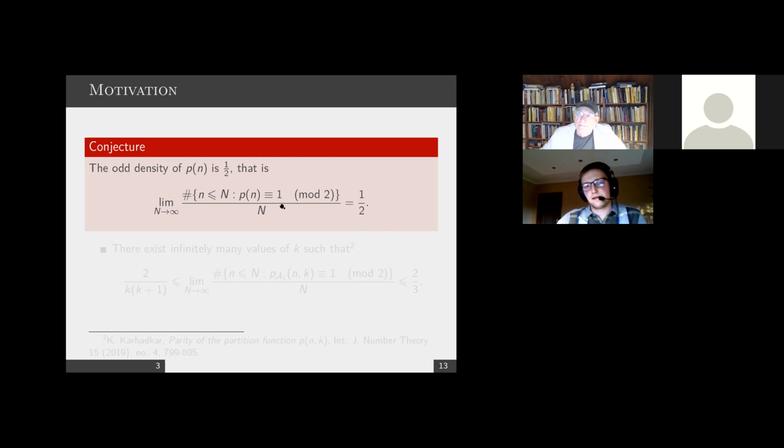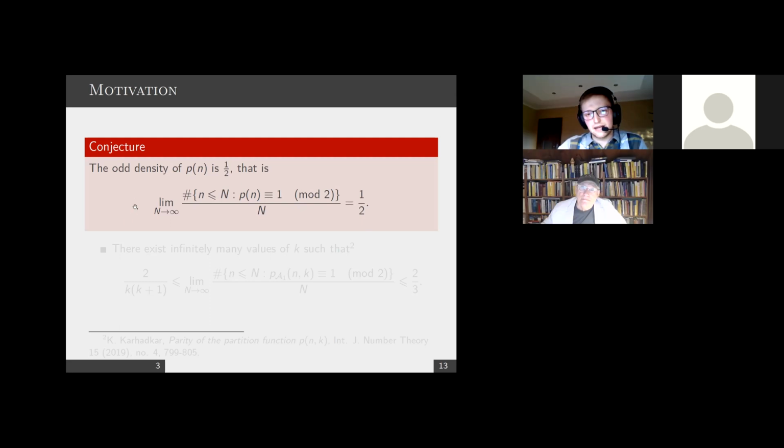Today, I would like to try to replace the function P of n by the restricted partition function, and add at the beginning the limit as k goes to infinity, and ask whether the same conjecture makes sense, or we should add some additional assumption to state a similar problem for the restricted partition function.